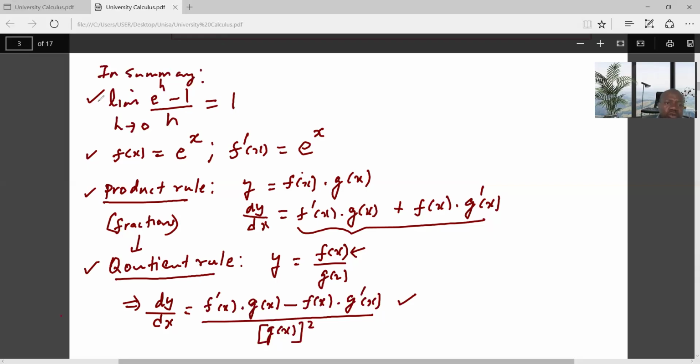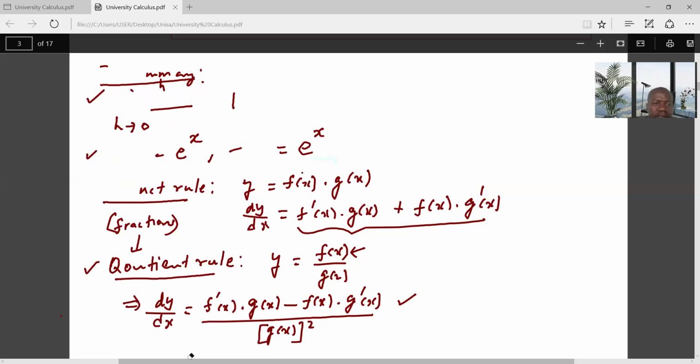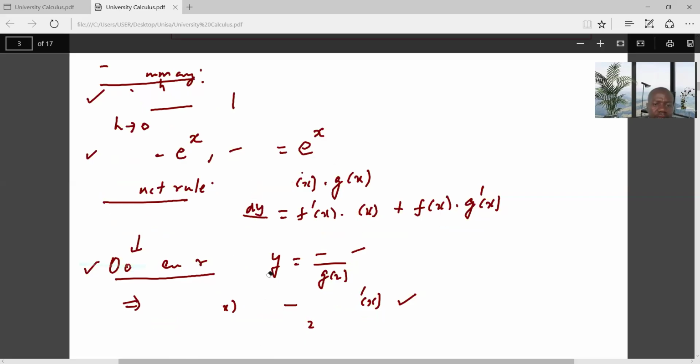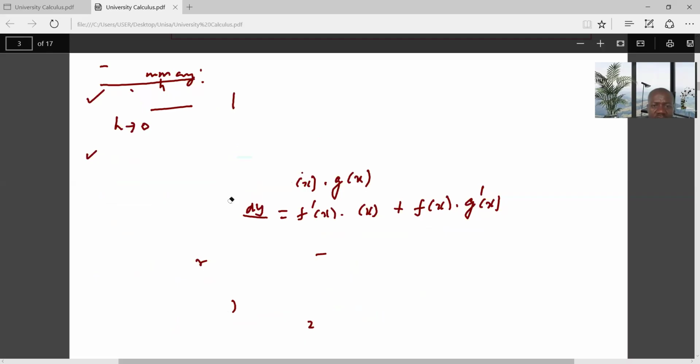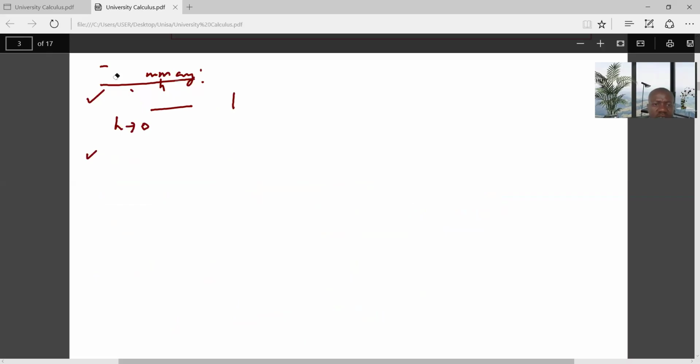So now we'll use this in solving problems. Now that you are able to understand the product rule and the quotient rule, which is our focus for today's session, we'll have to look at the examples. Let's go through the tutorial to try to use what we have learned in solving problems.